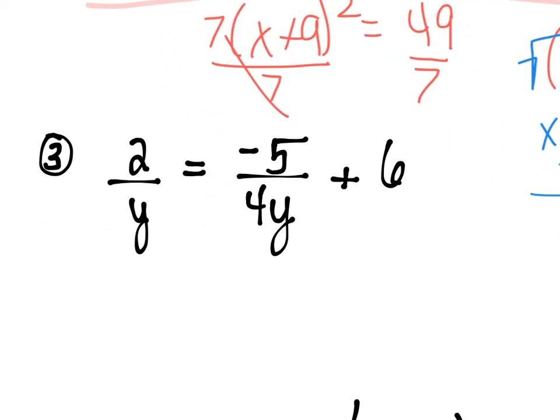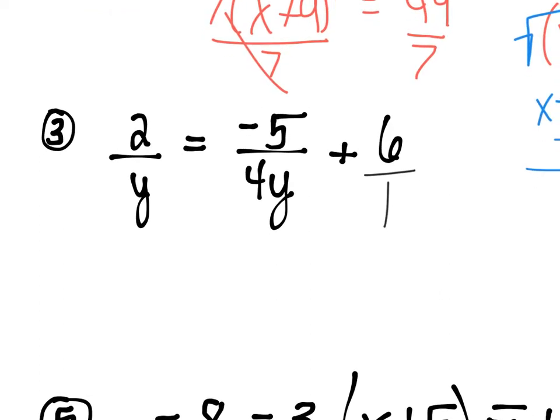Okay, in a question like this, guys, we need a common denominator. What is the number underneath 6? It's a 1. So what would be a common denominator between y, 4y, and the number 1? 4y.